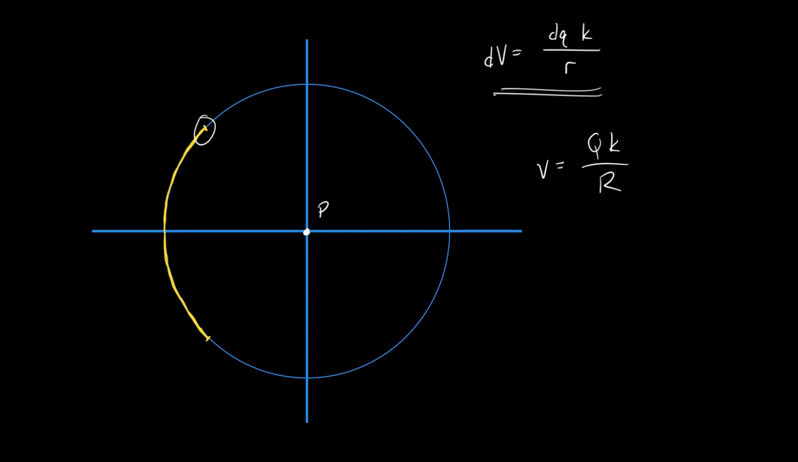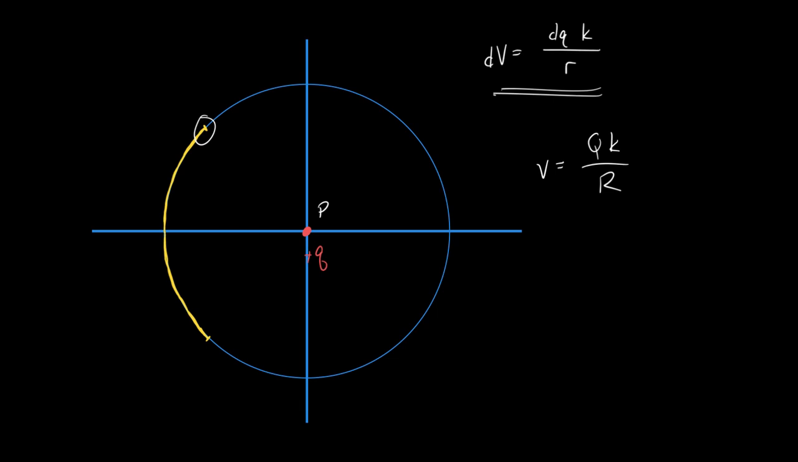Any follow-up? All right. C, a positive point charge Q with a mass m is placed at point P. Derive an expression for the speed of the point charge when it is very far from the origin.